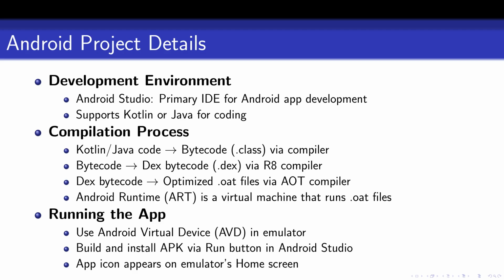Building an Android app starts with Android Studio, the go-to IDE supporting Kotlin or Java. The compilation process transforms your code into bytecode, then into dex bytecode via the R8 compiler, and finally into optimized .oat files for the Android runtime to execute. To test, you use an Android virtual device in an emulator, build and install an APK with the Run button, and see your app's icon pop up on the emulator's home screen.